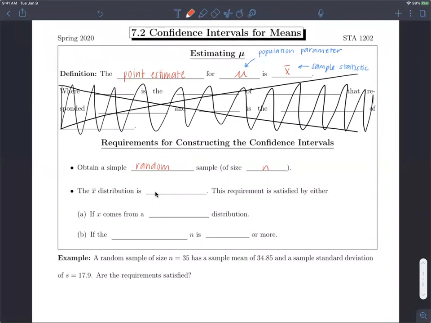The second requirement is that the x-bar distribution is normal. And so remember, if you're told that it's normal, you don't need to check for n being greater than 30, right? So if you're given that it comes from a normal distribution, you don't need to do part B here, which is checking the sample size is bigger than 30. And so here, you only need this if A is not satisfied.